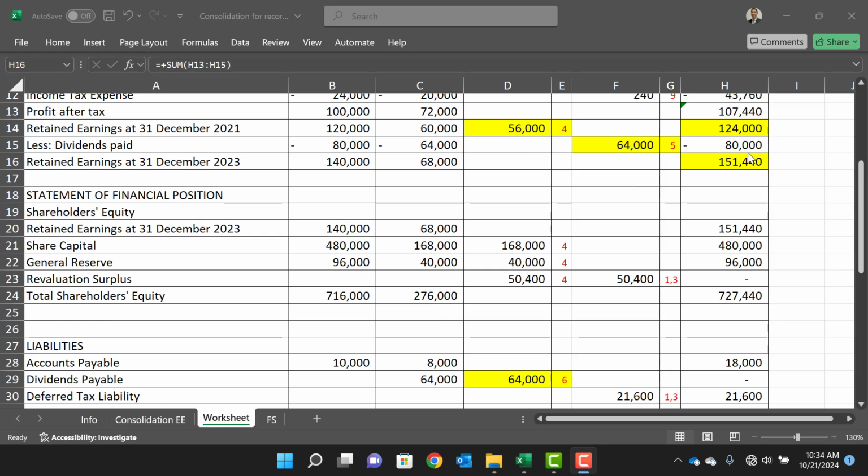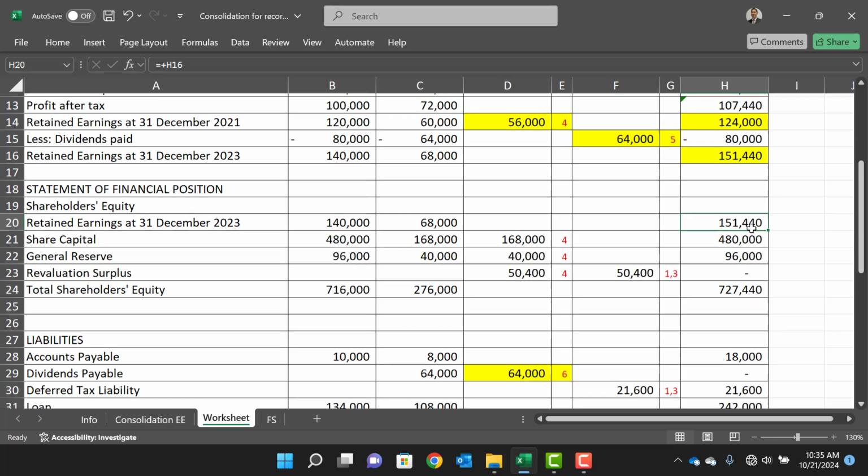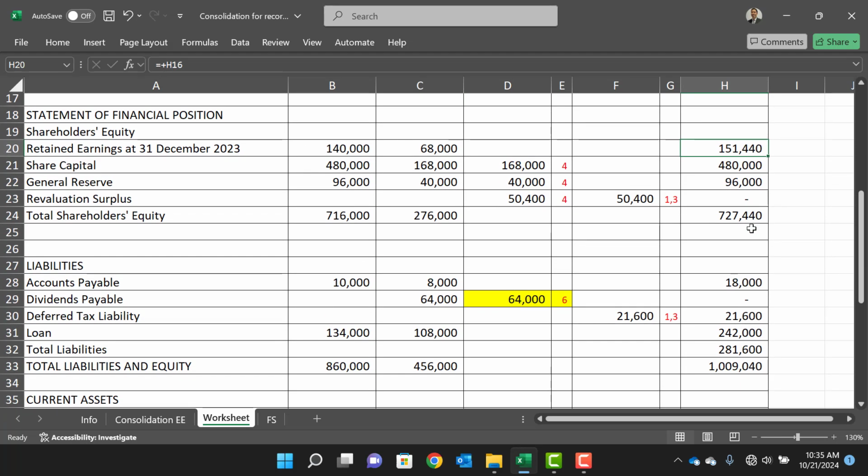Now, continuing our discussion on retained earnings, as you can see this one, again, you're not supposed to add only this amount. So you start from profit, then add this retained earnings, which we had eliminated 56,000 here, then deduct dividends paid, then you will have this amount. This amount will be carried forward here in calculating the total shareholders' equity.